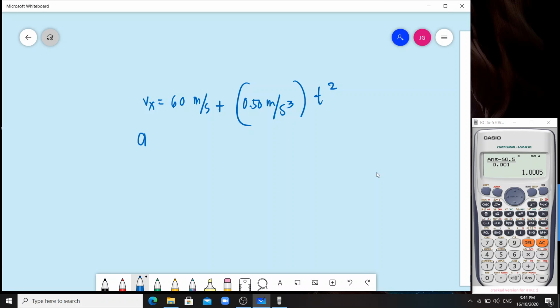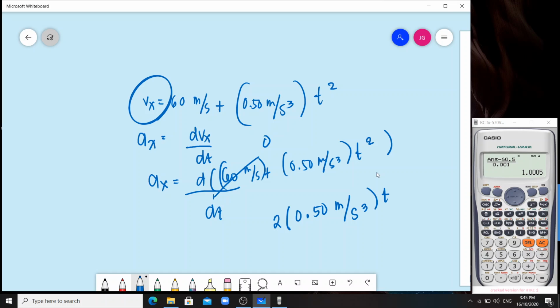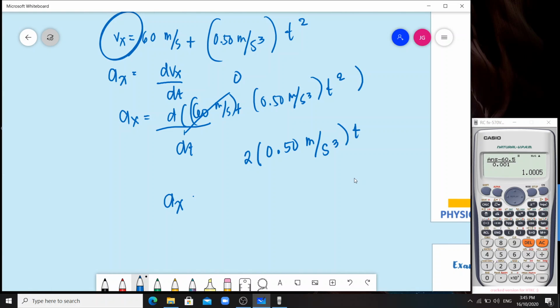Okay. And then we all know that instantaneous acceleration is dvx over dt. Okay. And we have vx here. So, ibig sabihin, we have to derive the vx, 60 meters per second plus 0.5 meters per second cubed t squared. Ayan. So, when we derive that, dahil constant ang 60, zero ito, ibababa mo yung 2. So, 2 times 0.50 meters per second cubed t. Yan. Okay? So, ang acceleration natin ngayon is 2 times 0.5 meters per second cubed t. This is the function of acceleration.